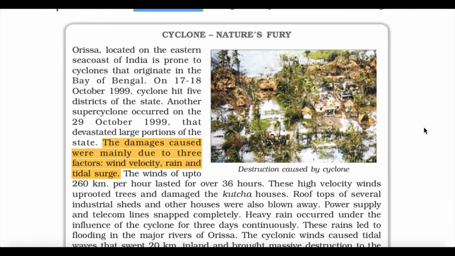Cyclone, nature's fury. Odisha, located on the eastern sea coast of India, is prone to cyclones that originate in the Bay of Bengal. On 17th to 18th October 1999, a cyclone hit 5 districts of the state. Another super cyclone occurred on 29th October 1999 that devastated large proportions of the state. The damages caused were mainly due to three factors: wind velocity, rain, and tidal surge.